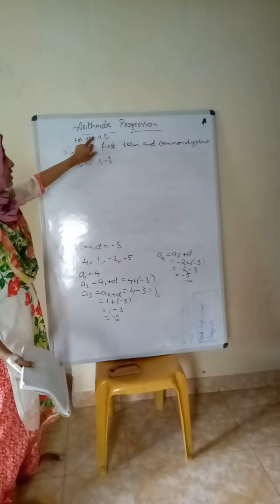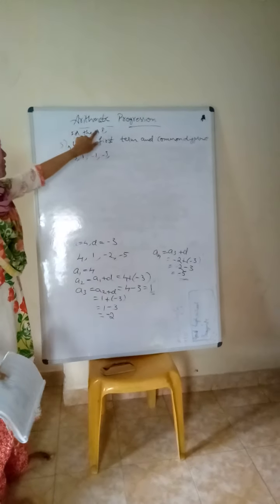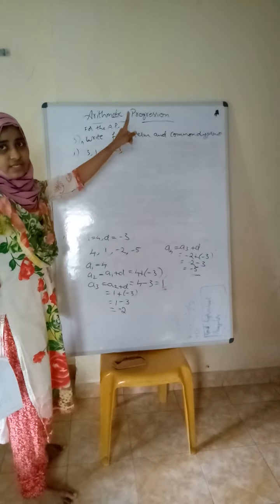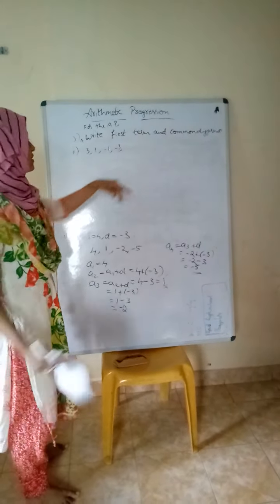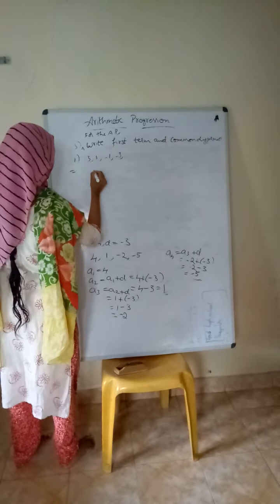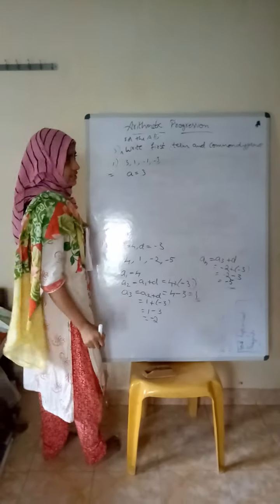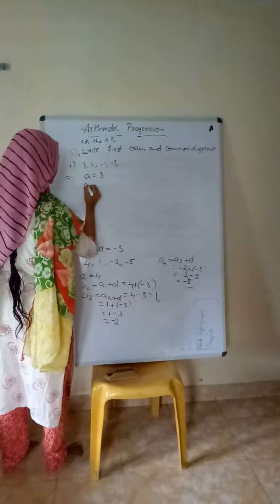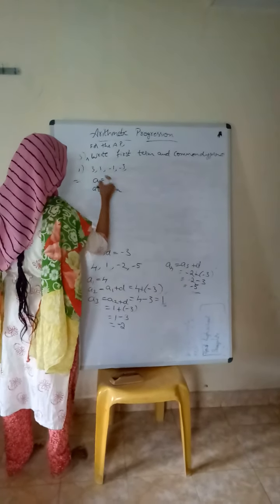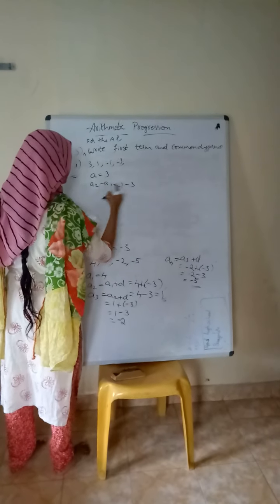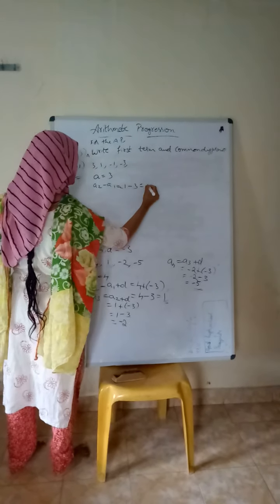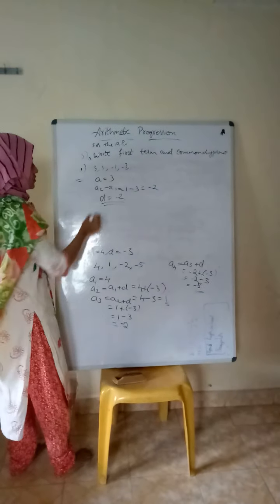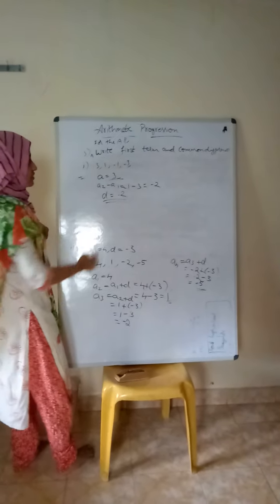So next question, for the AP, they have mentioned it is AP. For the AP, write first term and common difference. You have to find first term, that is A. Common difference is D. So what will be first term here? A is equal to 3. How will you find D? This minus this. A2 minus A1. What is A2? 1 minus 3. So you'll get 3 minus 1 is minus 2. So D is equal to minus 2. So you got first term and common difference.